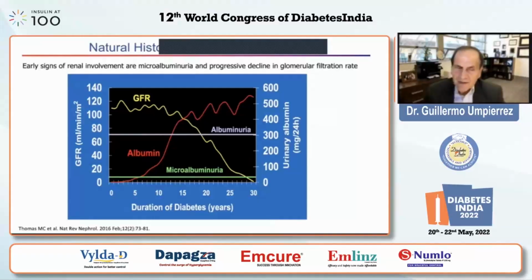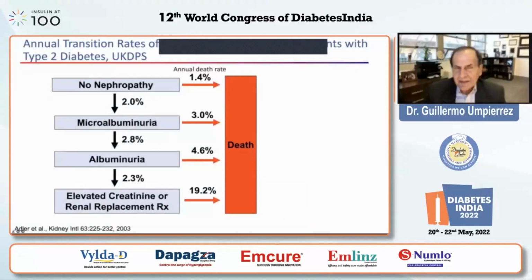So why do we care? We want to diagnose this early. And to diagnose this early, it cannot be with GFR. Look at here the years of duration of diabetes. We want to look at the albuminuria because both are associated with poor prognosis.